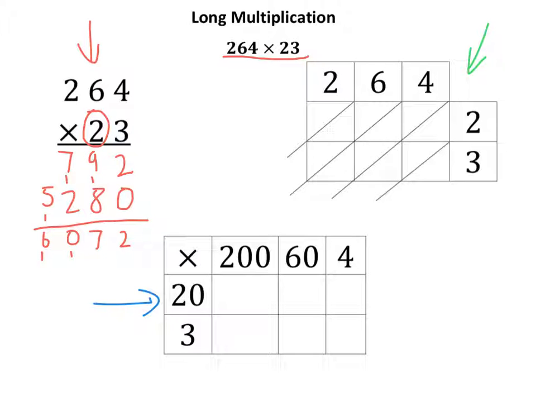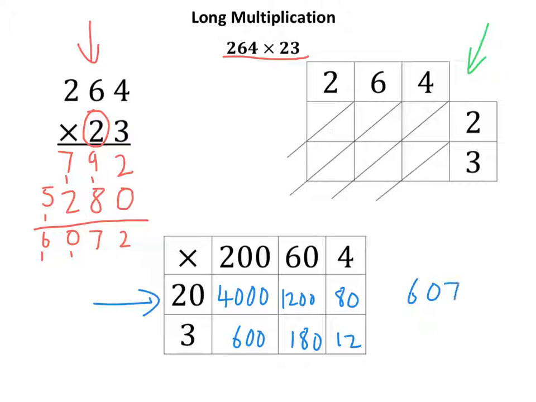Now, the next one is this grid method, and you'll have seen this before. I've broken it up into 200, 60 and 4, and I've broken 23 up into a 20 and a 3. I'm going to do exactly the same thing. 4,000 here. I'm going to do 600 here. I'm going to do 1,200 here. I'm going to do 80 there. It doesn't really matter what order you do these in, to be honest. Okay, and we've got 12 there. You then stick them in the column, add them up. You should get 6072. Yet again. All right. That one is taught a lot in schools in the UK, I know, and that's absolutely fine.